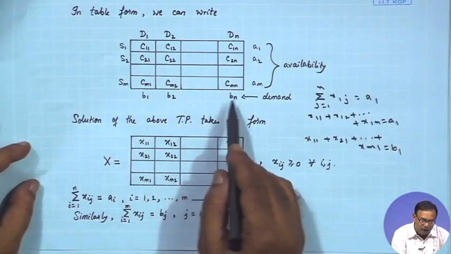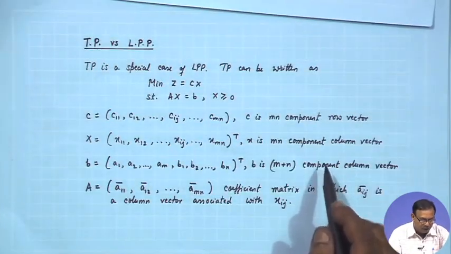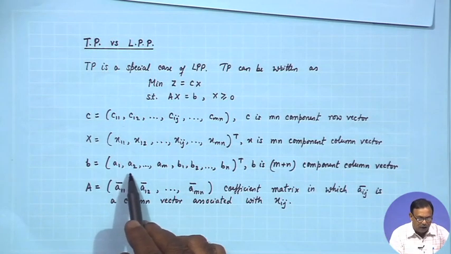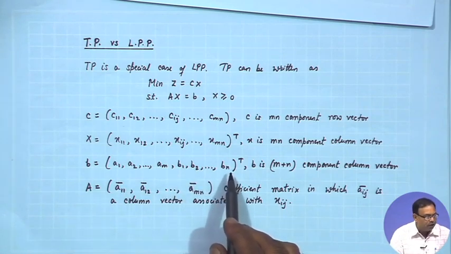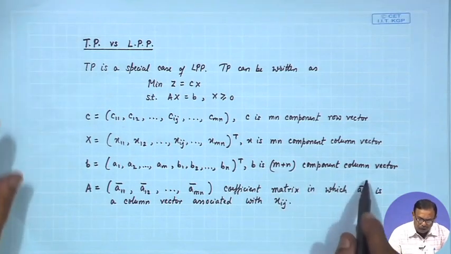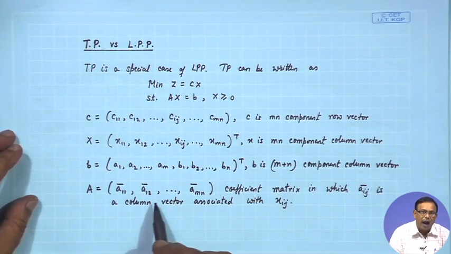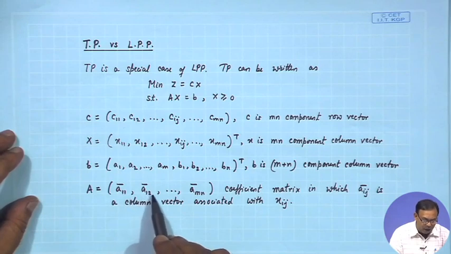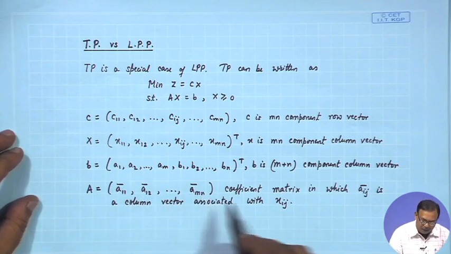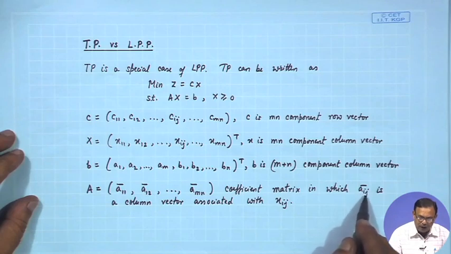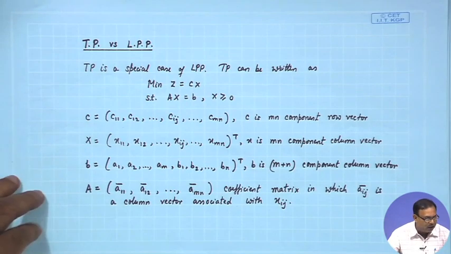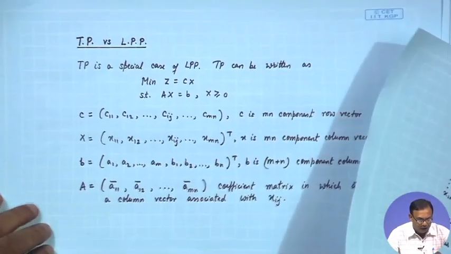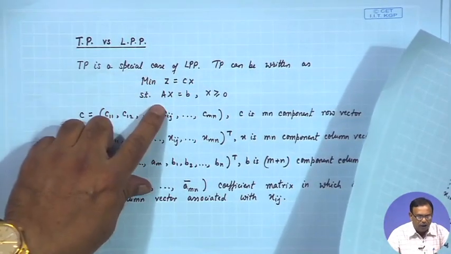Your b is written here, a is written over here. Therefore, your b is nothing but a1, a2, ..., am, b1, b2, ..., bn, that is, b is an (m plus n) component column vector, and A equals a11 bar, a12 bar, like this way, up to amn bar, the coefficient matrix, in which a bar ij is a column vector associated with the xij.